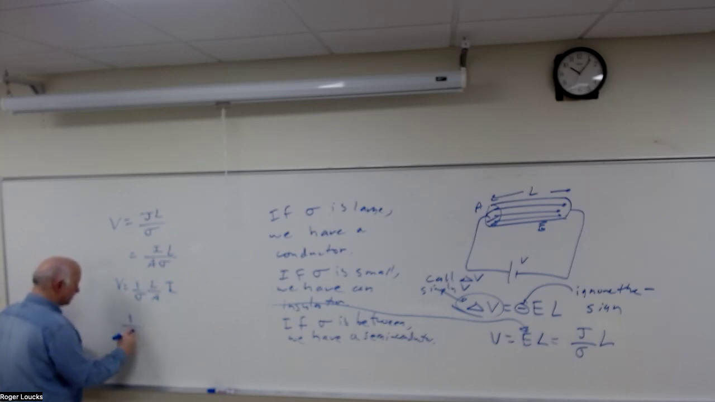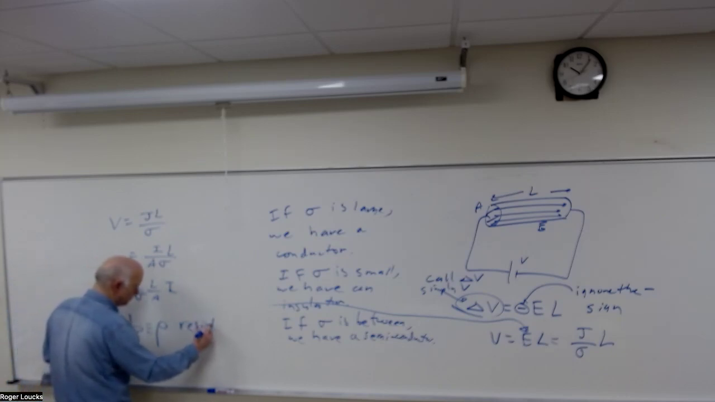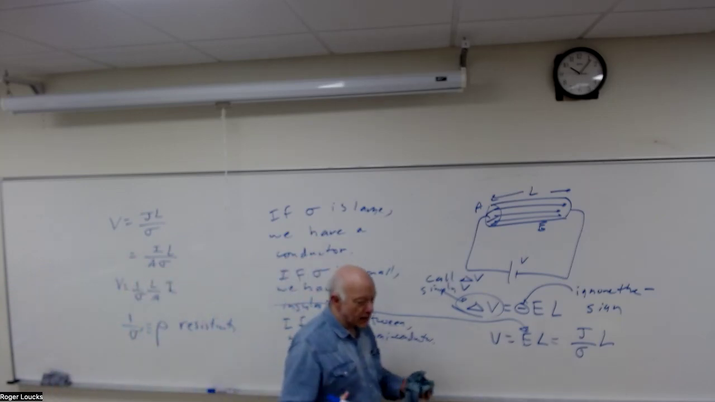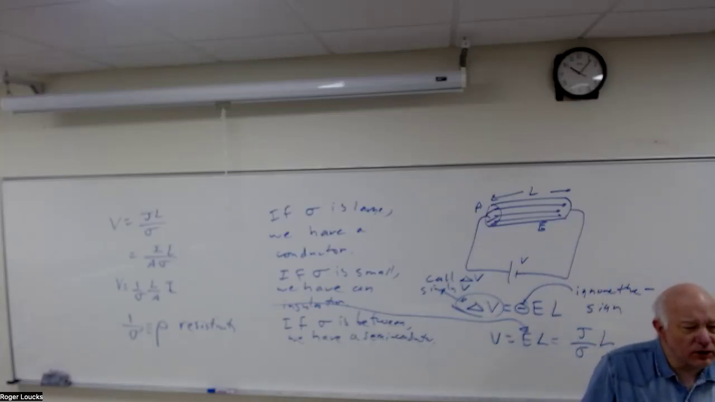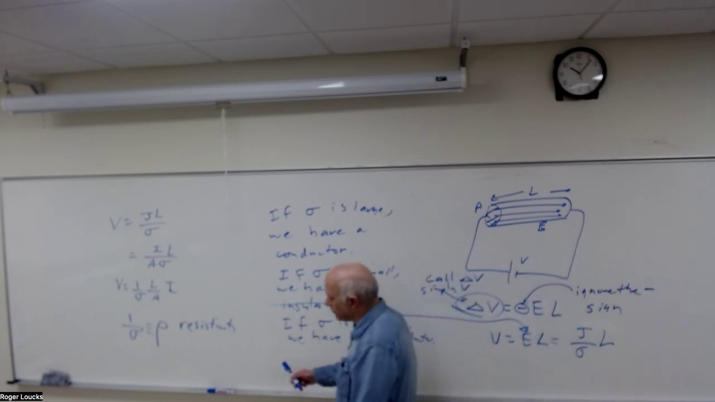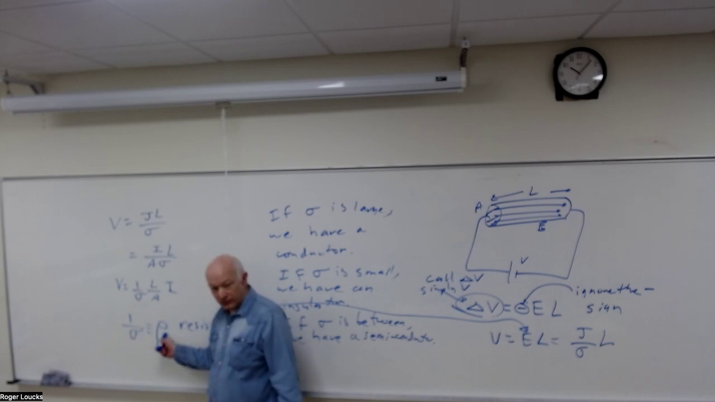Now, 1 over sigma. This is by definition rho, and this is called the resistivity. So 1 over the conductivity is called the resistivity, and that makes sense. If something is conducting really, really well, do you think it would have a high resistance or a low resistance? Well, it'd be low. So if my sigma is high, my resistivity is going to be low.